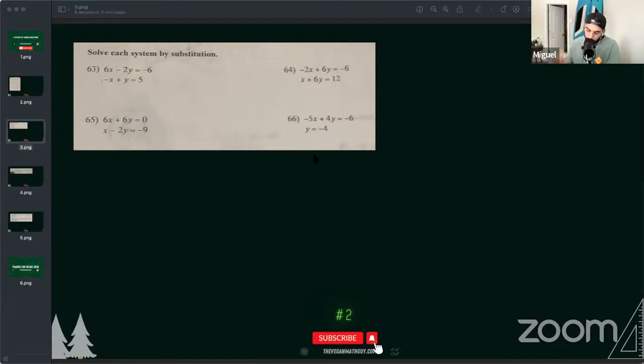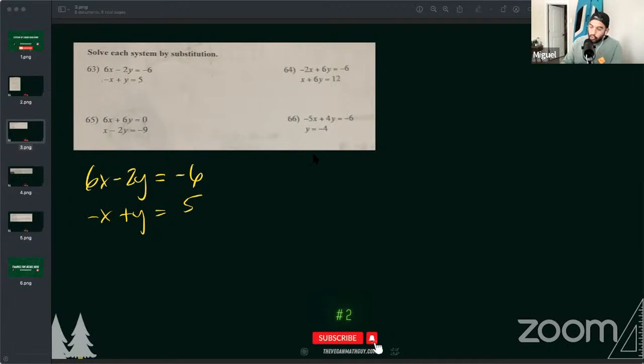Anyway, back to the, let's do 63. So I have a problem. 6x minus 2y is equal to negative 6, and negative x plus y is equal to 5. So they want us to use substitution. Substitution is tricky. Some people don't like it. I personally think it's easier depending on the type of problem that we have.